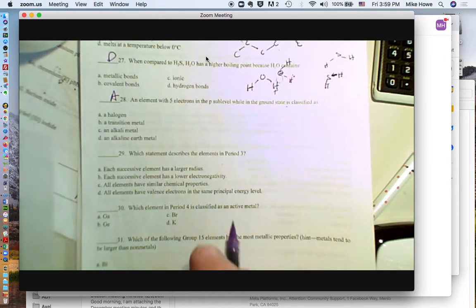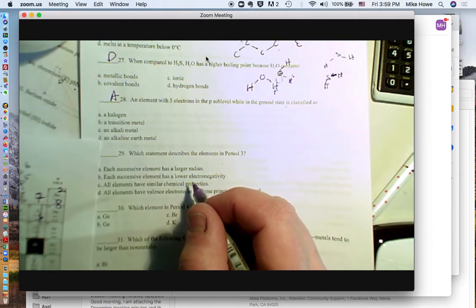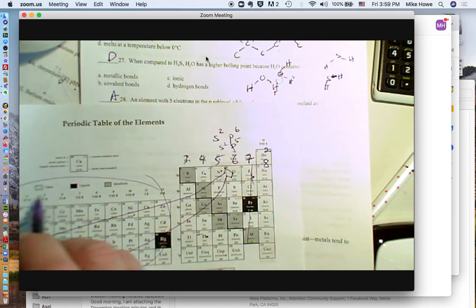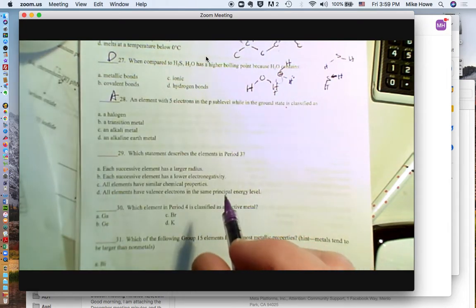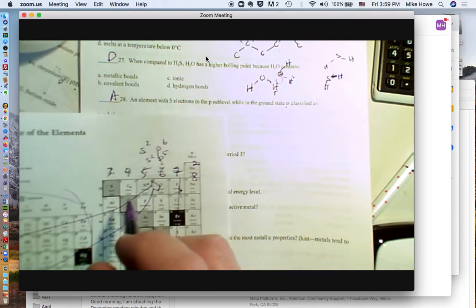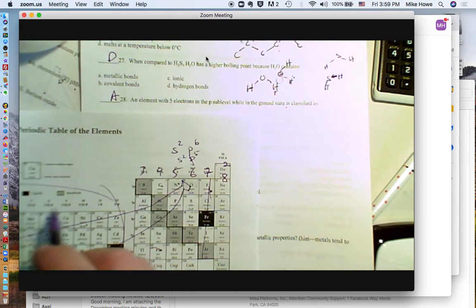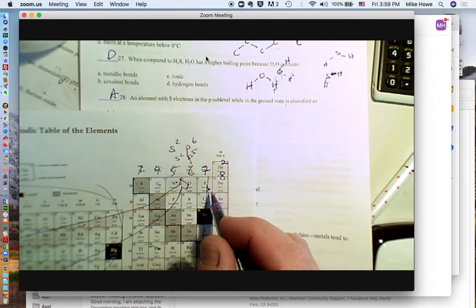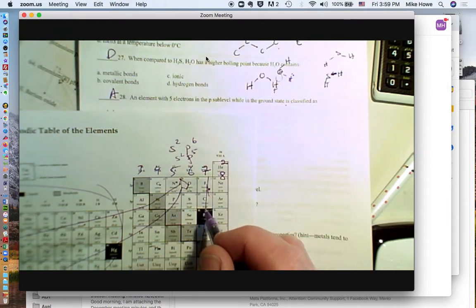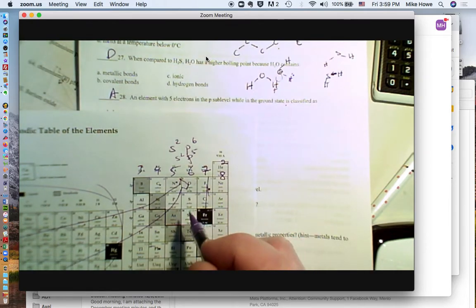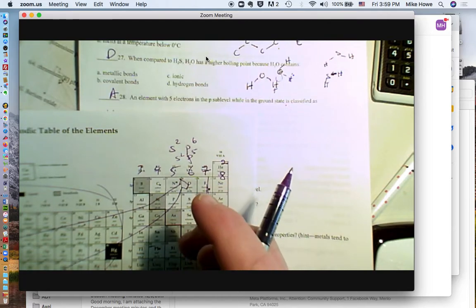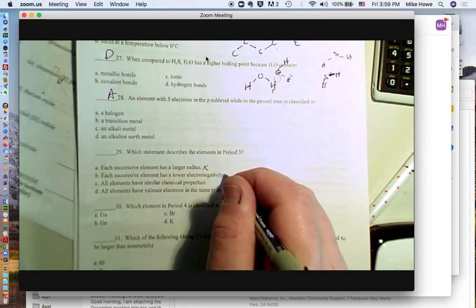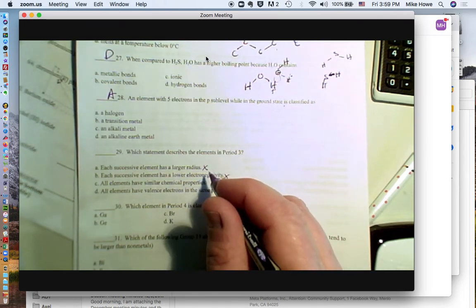In period 3, each successive element has a larger radius. That would mean as you're going across this way, the radii are getting bigger. That would be wrong. Since we know that the radius is getting smaller as you go this way, we know the electronegativity is increasing because electronegativity means attraction for electrons. The atoms get smaller, they attract electrons more. So we know that this answer is wrong, and that answer is wrong, and so is that one.